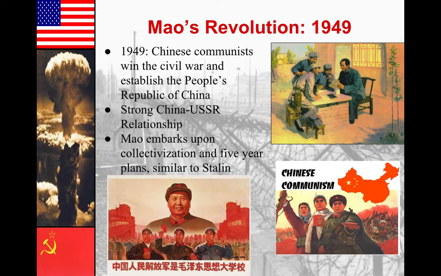And when it is founded, first off, this really spawns a close relationship between China and the Soviet Union. One obvious reason for that is geography. The Soviet Union borders China to the north. Another important element of this bond is that the Soviet Union actually acts to assist China.